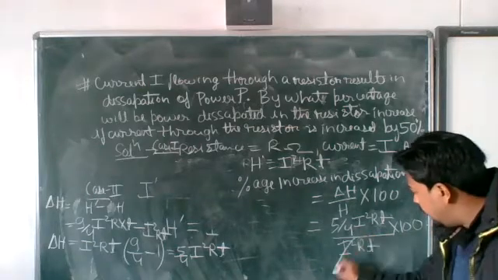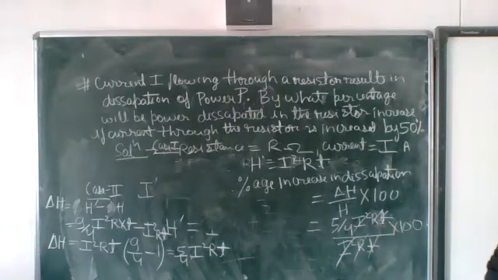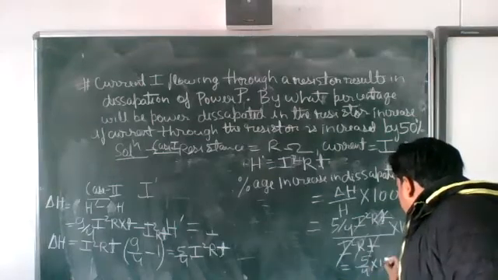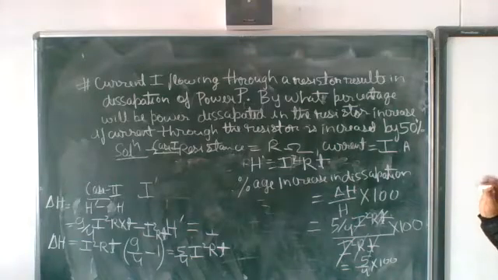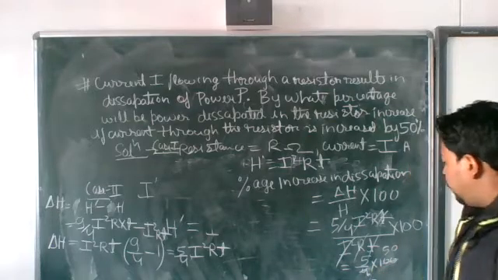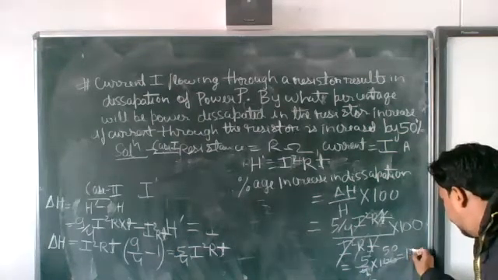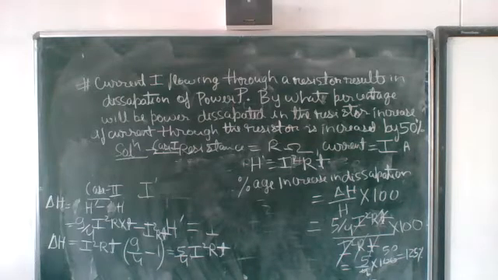From here you can see that I square cancels out, R cancels out, and T cancels out. What remains is 5 upon 4 into 100. So this was a good question, one can say, and the other was simply on the formula which is given. How much percentage is it coming? Calculate fast. It should come 125%. Is it coming? Yes.